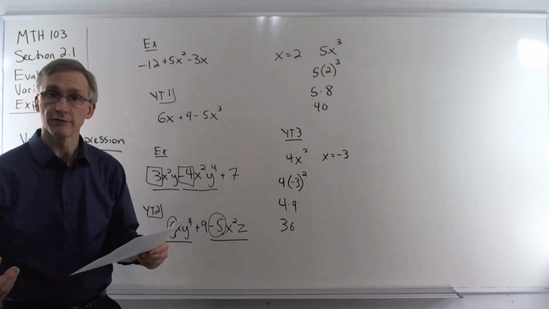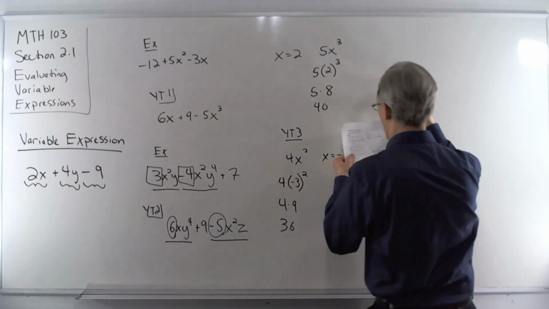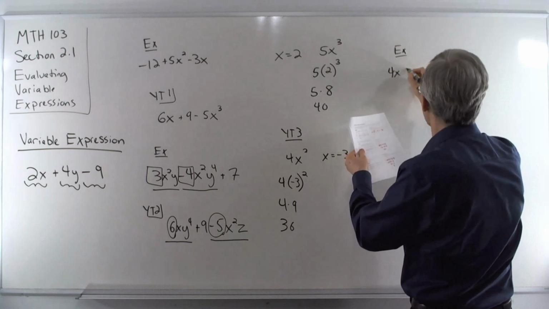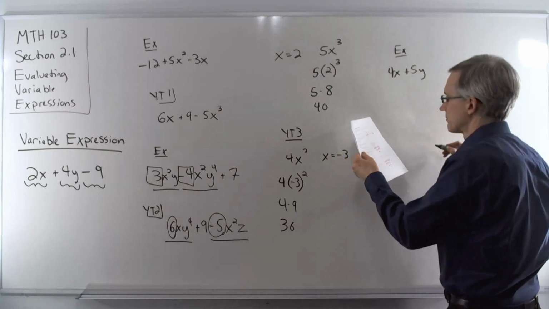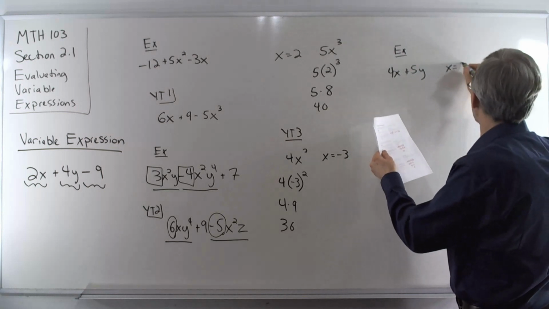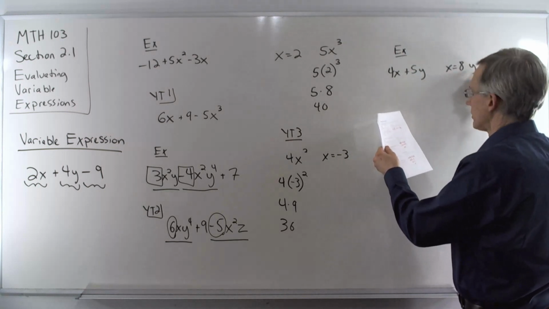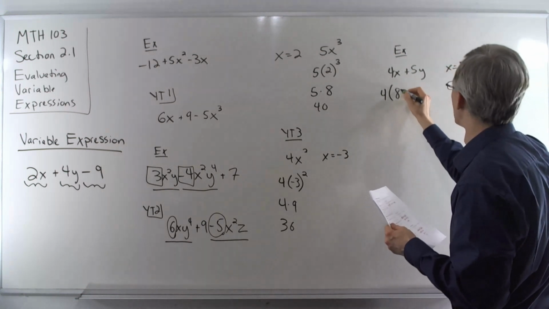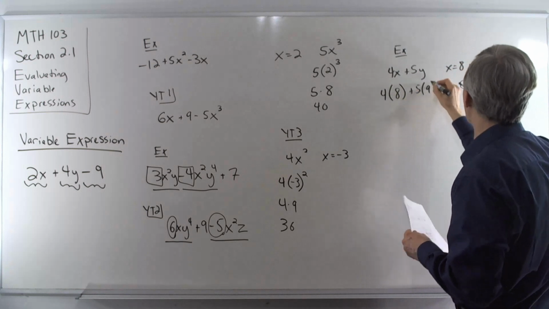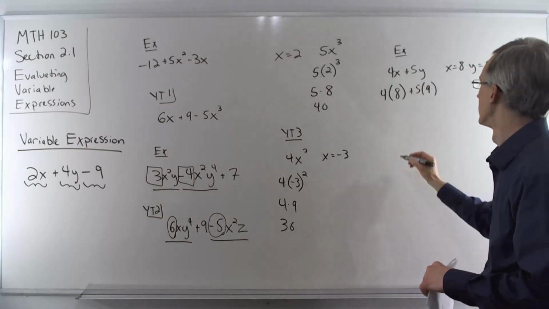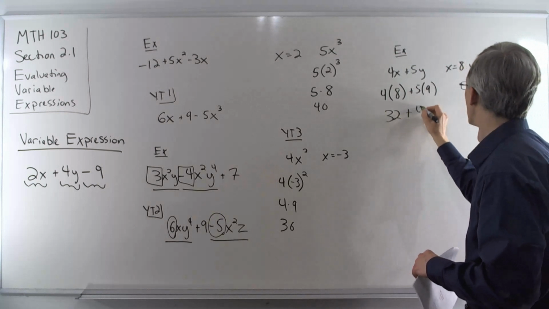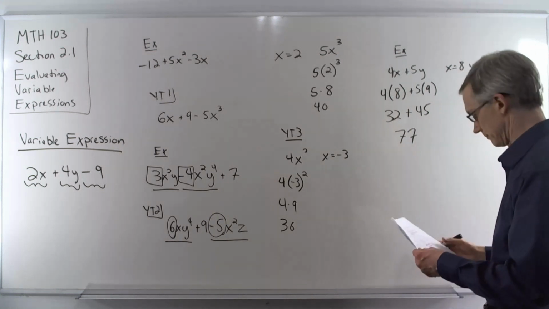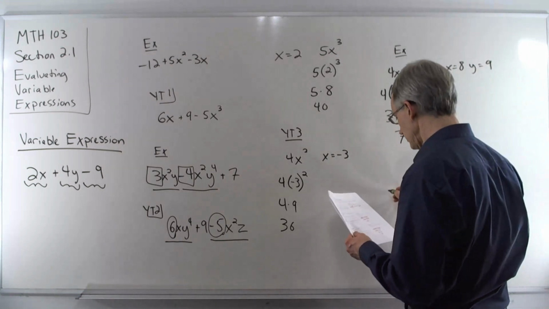Now in the next expression, we're going to have two variables to plug in. 4x plus 5y when x equals 8 and y equals 9. So 4 times 8 plus 5 times 9. 32 plus 45. We get 77. Your turn, number 4.